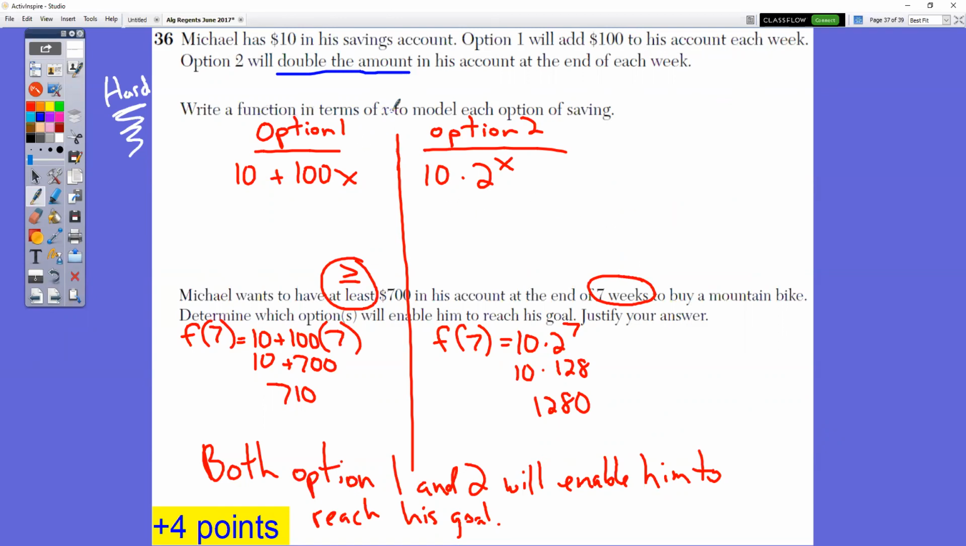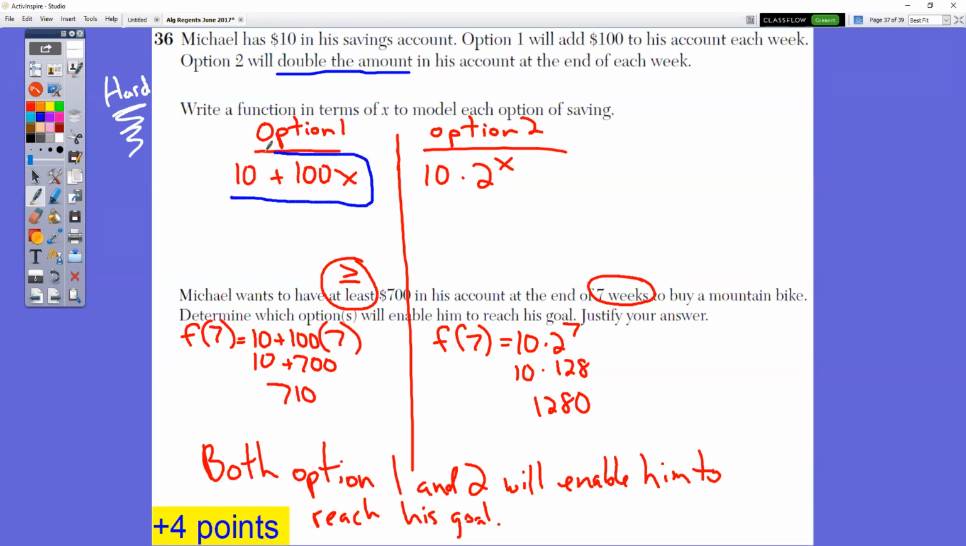So write a function in terms of X to model each option of saving. So option number 1, he's starting off with $10 and he's adding $100 every week. So $100 times the number of weeks.